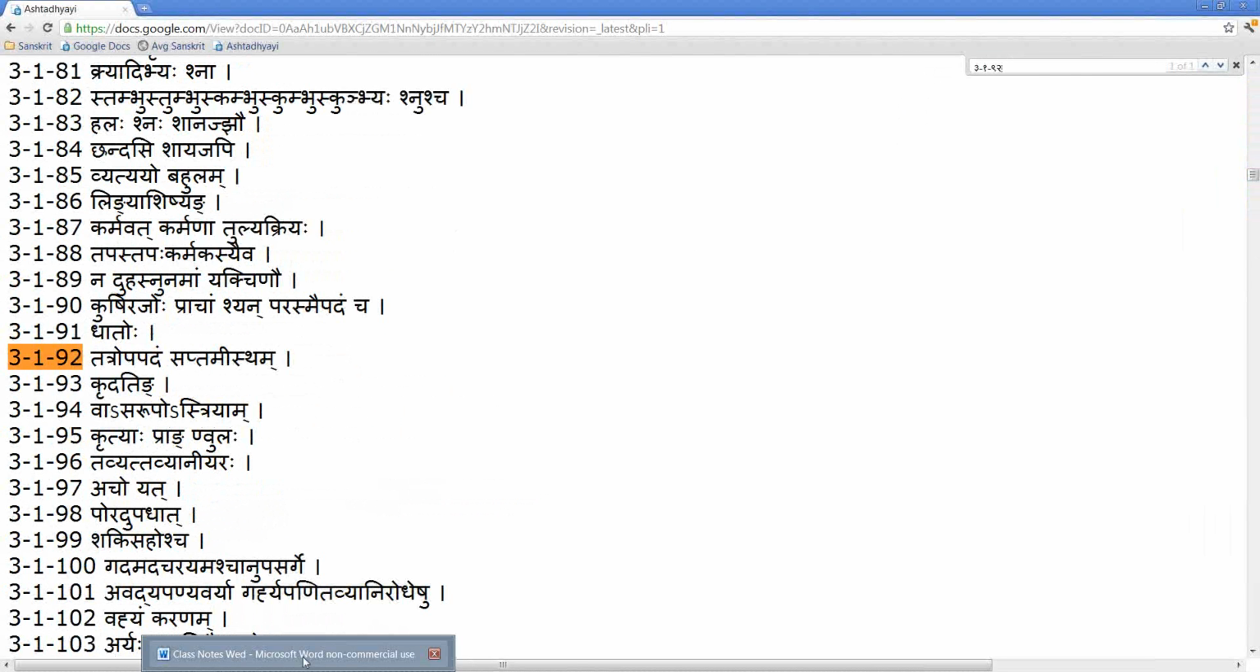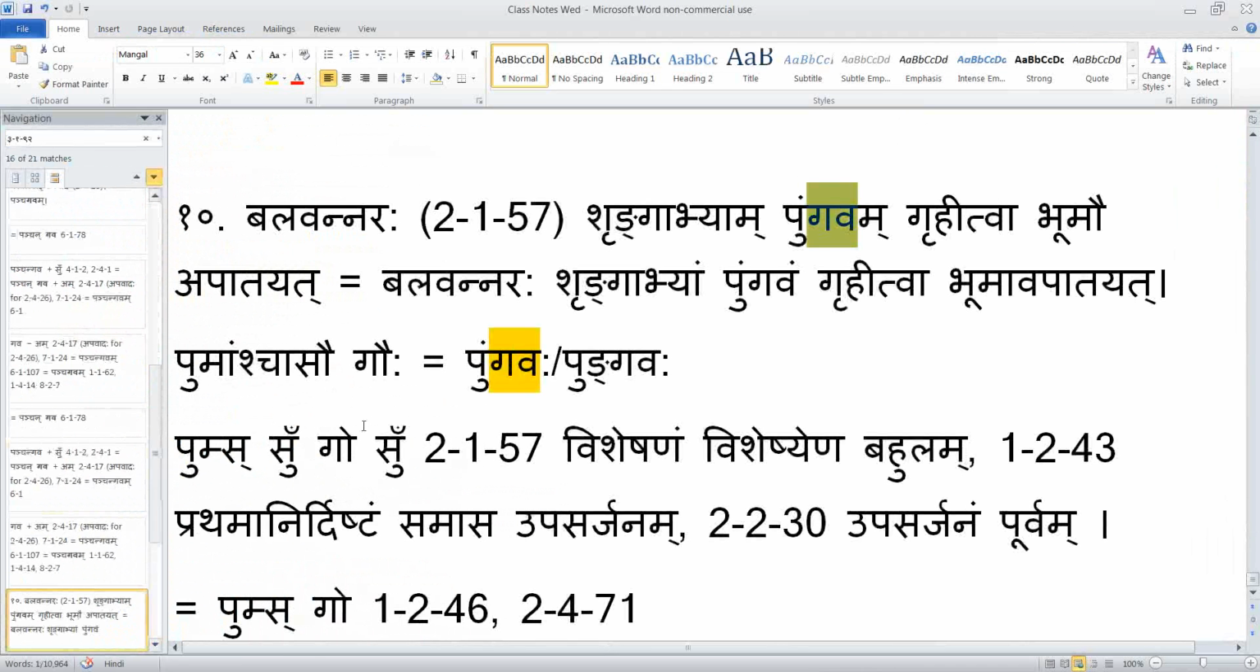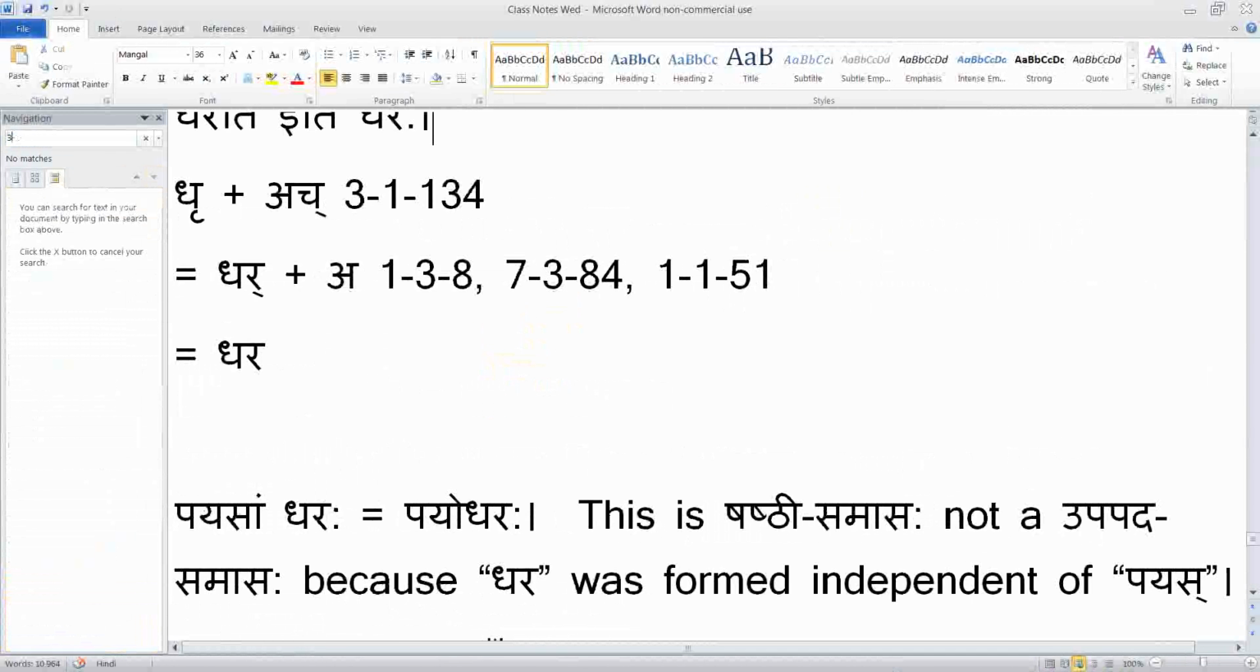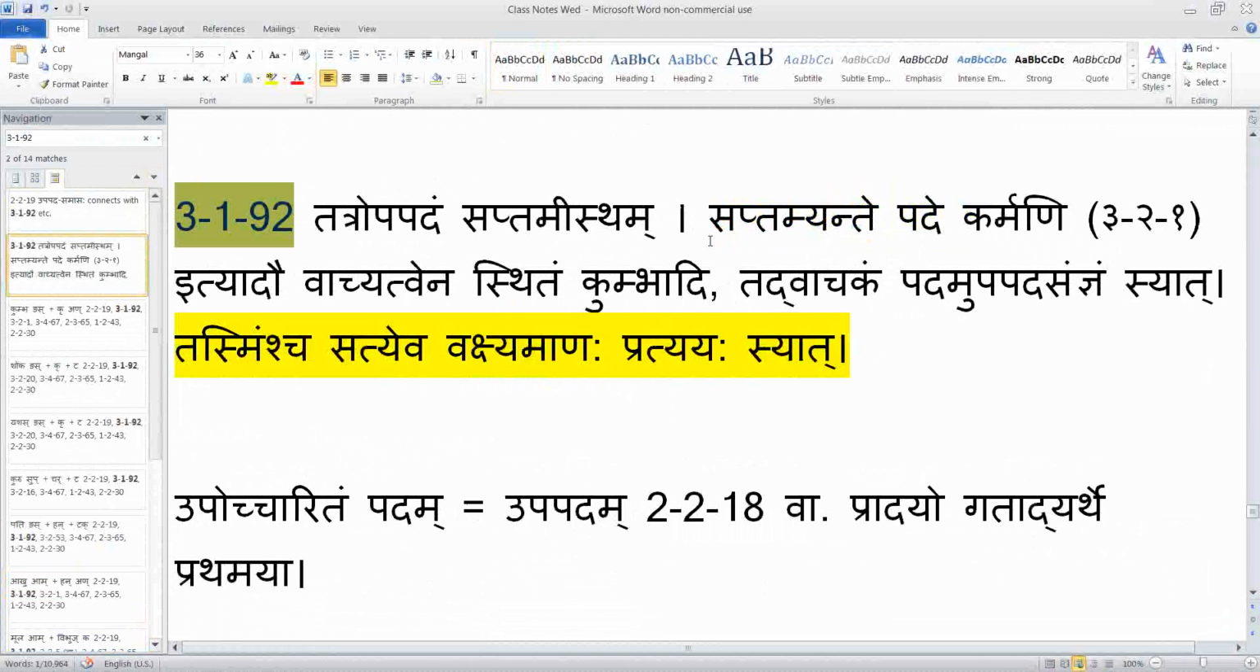Let's look at it one time. What is the meaning of the sutra? Tatropapadam saptamistham. In 3.1.92, in a sutra like karmani an, the word karmani is in saptami. The item indicated by that, saptamyante pade karmani ityadau, the word like karmani in karmanyan, which we have been seeing, vachyatvena sthitam kumbhadi, means the pot is the object. Tad vachakam padam: the word which stands for the pot is upapadam samjnam syat.